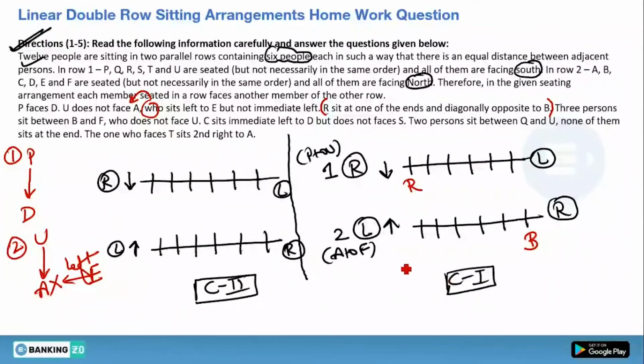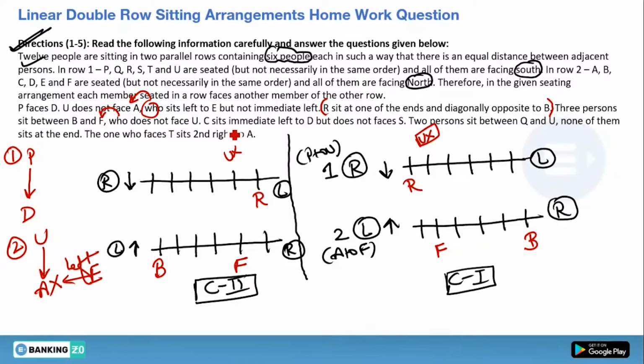So this is our case 1 and this is our case 2. In case 2, R can be on the left end of the south facing row, and similarly B can be on the left end of the north facing row. Now the next line: 3 persons sit between B and F. Now we know the confirmed places of B and F, so we can put 1, 2, 3, and F will come over here. Similarly, in case 1, 1, 2 and 3, F will come over here. F is not facing U, so U is blocked in front of F.